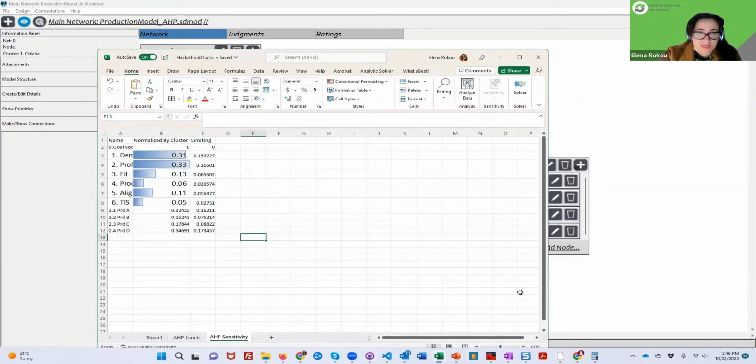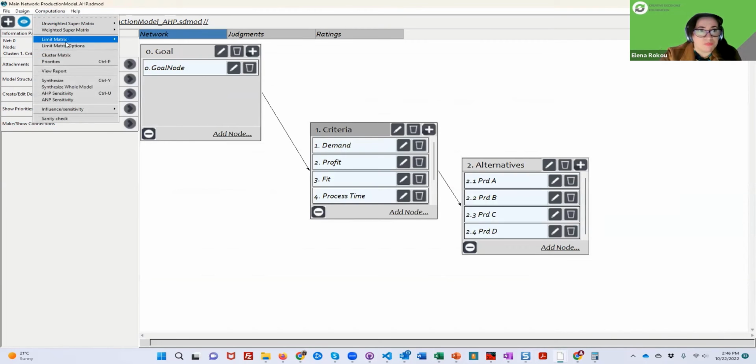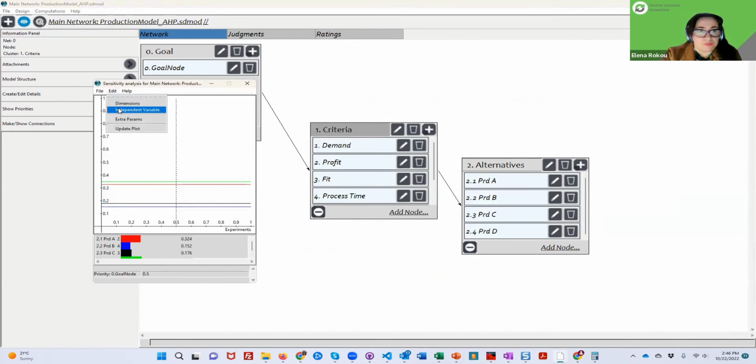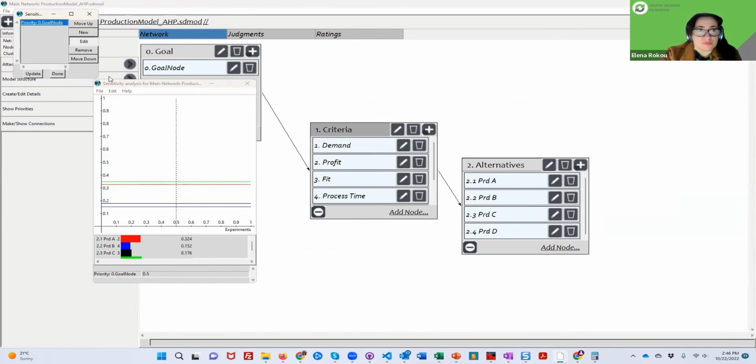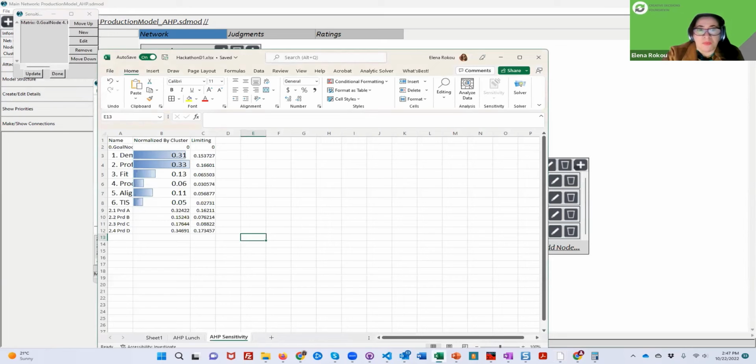Let's see what happens with the other factors that we have. Super matrix, following the same. Processing time. Not too much, but here I have a turning point at 27% with actual priority 0.06. I don't care. I will not even discuss something that happens so far away from my actual priority.